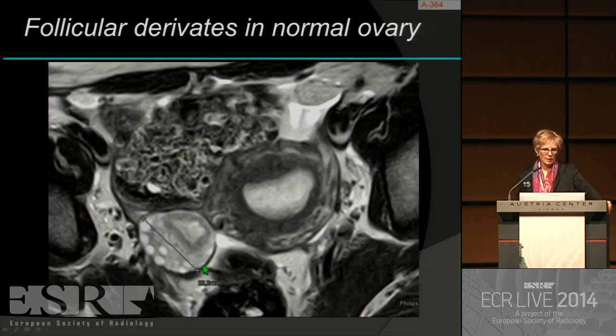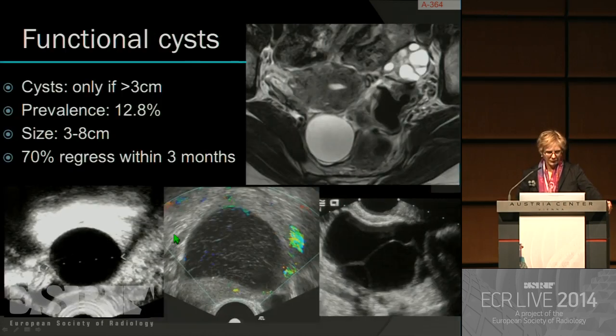This is a normal ovary of a young female. We can identify the follicles, and this thick rim structure is just a normal corpus luteum. This is again a normal ovary in a young female, and it's important not to call these follicular cysts. Why? Because per definition, only lesions that exceed a size of more than 3 centimeters, like here in this case, should be called cysts. These are quite commonly found.